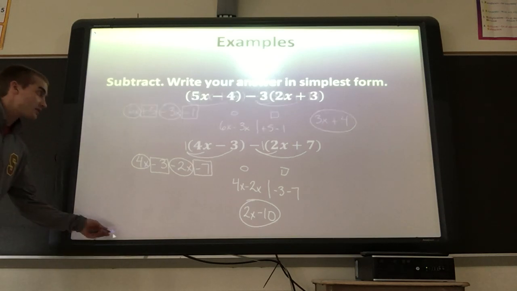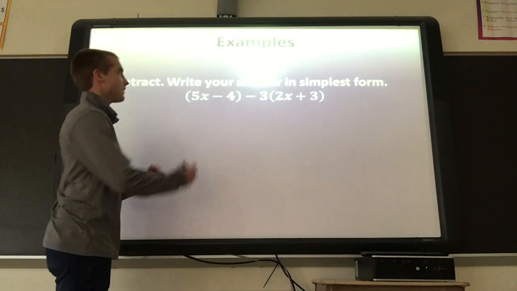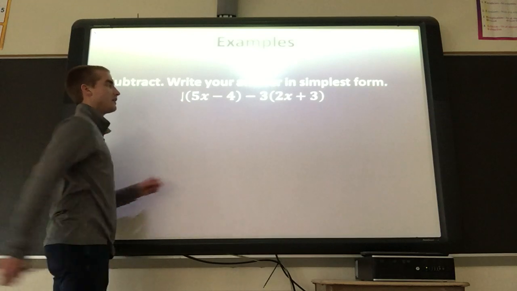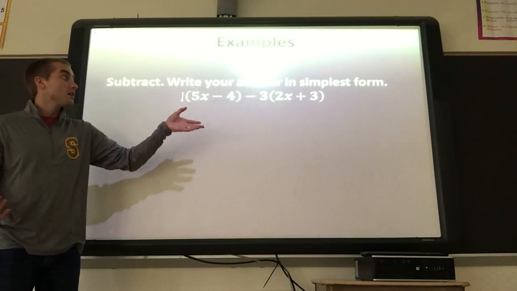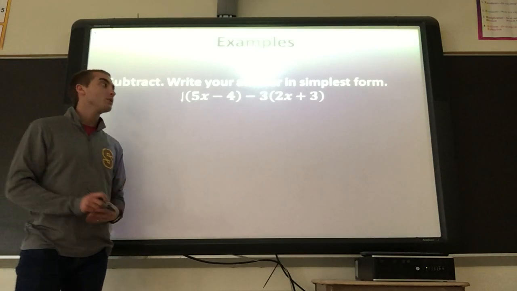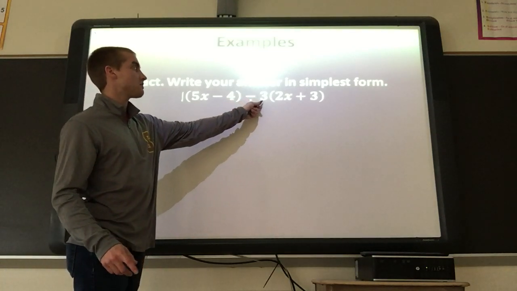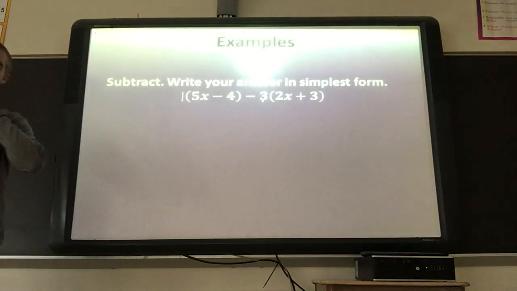All right, so this next one, notice that we don't have anything in front of the 5x minus 4, so we would put a 1 there. But you're not going to put a 1 in front of that second set of parentheses, because in front of the 2x plus 3, there is a 3. So this time, you're going to distribute a negative 3 to everything on the inside. So do that, pause the video, we'll see how you do.